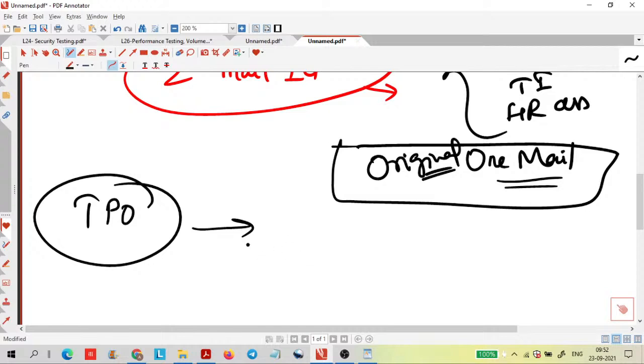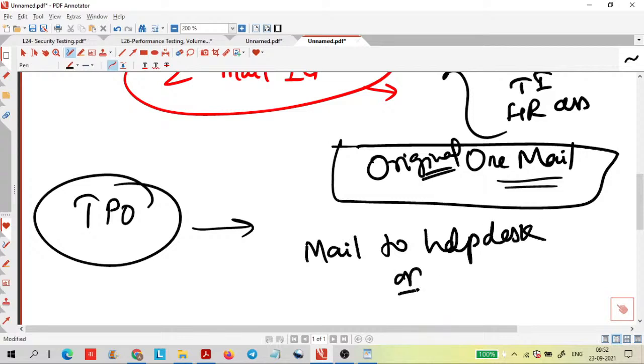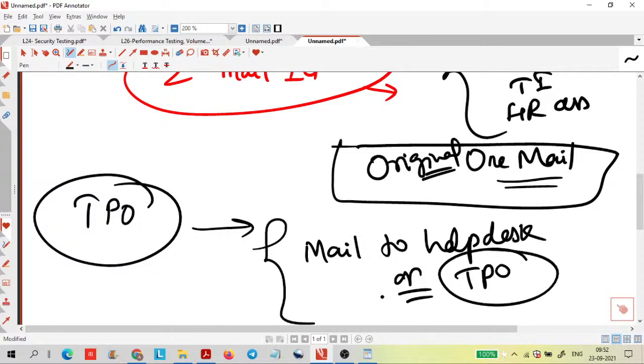But if possible, you can mail the help desk, or you can have a discussion with the TPO about what happened and what to do, but you have to explain clearly what happened. No need to worry, because in their particular process, you have completed the process with one mail ID. There will be no problem.